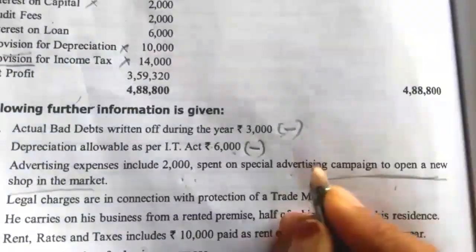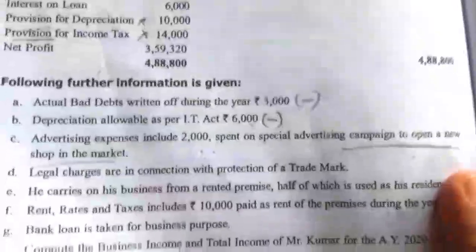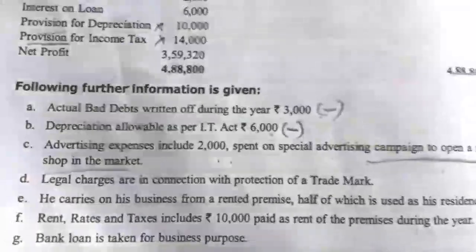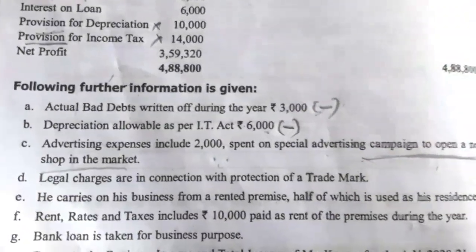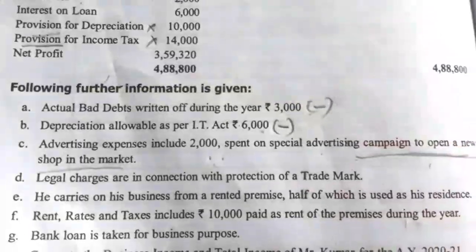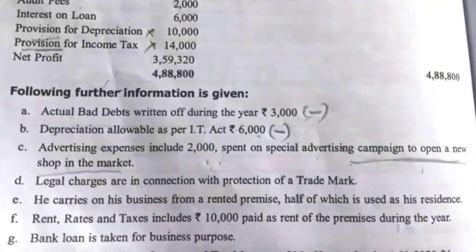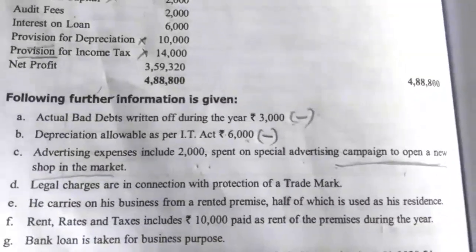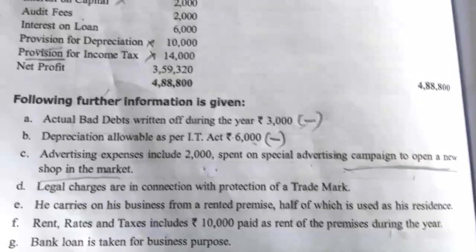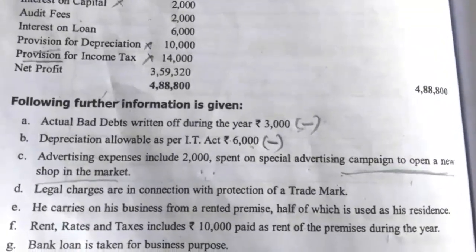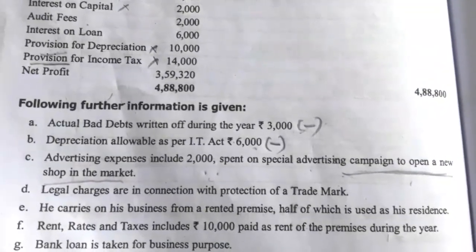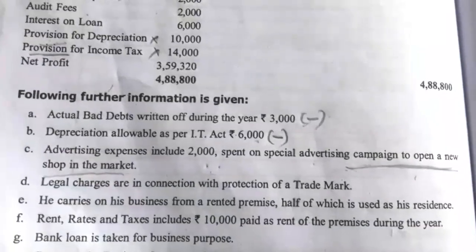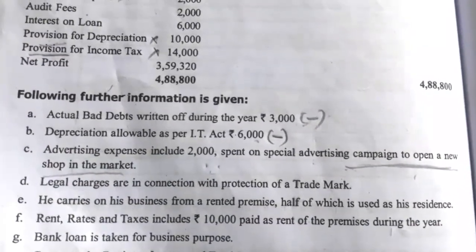It is allowable and the advertisement is recorded here, so don't make any adjustment for this. We should not add or deduct it because it is already included in the net profit. It is allowable, so don't make any adjustment for that. Ignore it. It is allowable. Just write a note for it. Advertisement expenses spent on a special advertising campaign to open a new shop in a market are allowed business expenses.